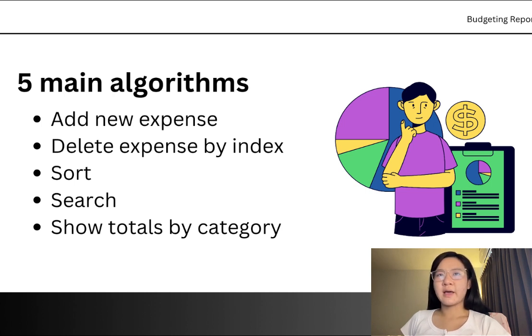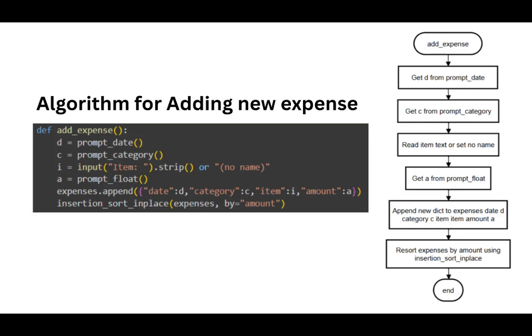The first one, add new expenses. The second one, delete expense by index. Next is sorting expenses, and the next one is search expenses. The last one is show totals by categories.